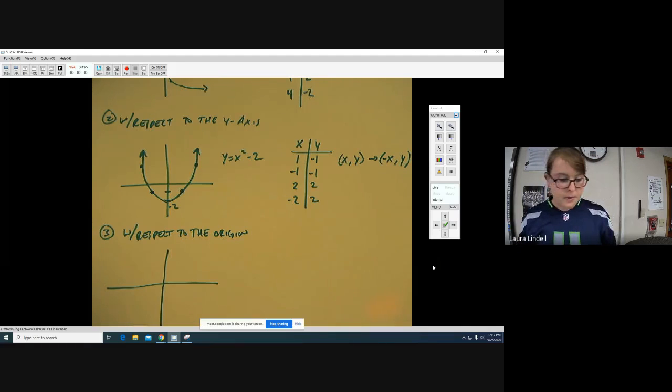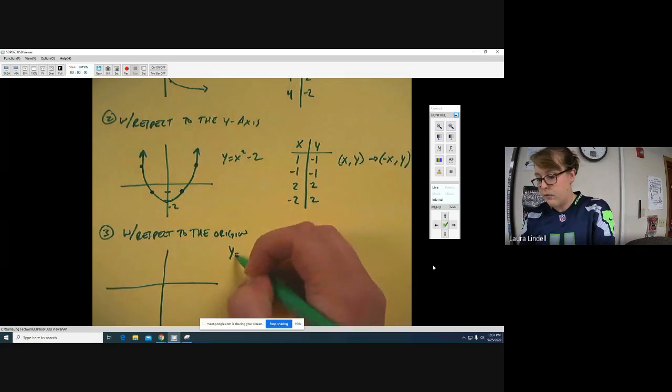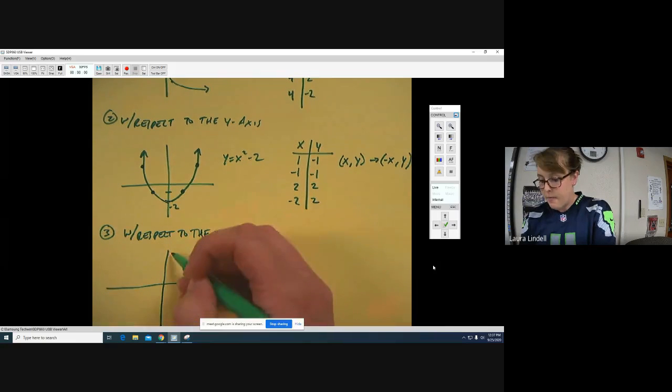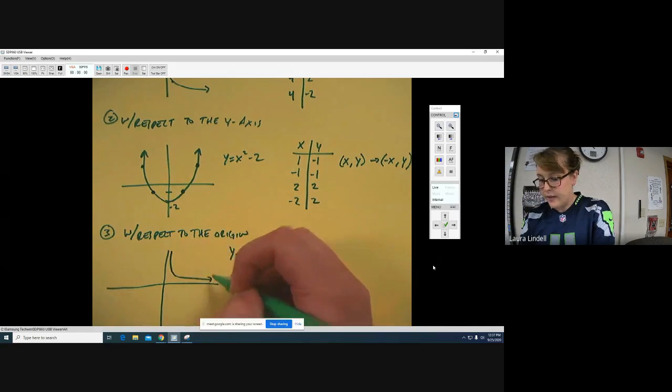So symmetry with respect to the origin we would see in things like y equals 1 over x, where we've got a function that looks like this.